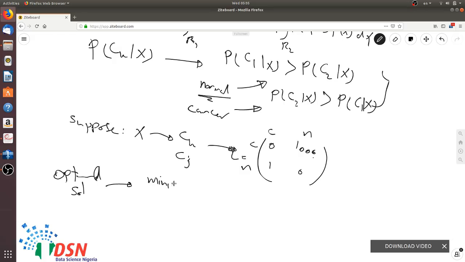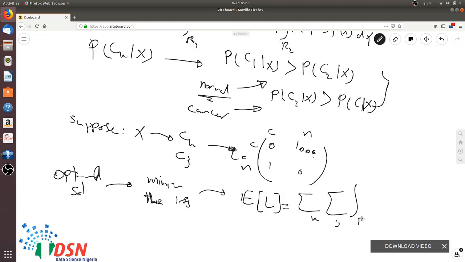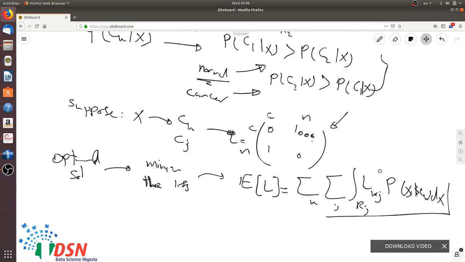So we want to minimize the loss, but because we don't know the true labels, because there is some uncertainty in the labels, we minimize the expected loss. We could write that as the sum over k, sum over j, integration over region Rj, of L_kj, where L_kj are the elements of this matrix, times the joint probability of x and Ck. So we want to minimize this.